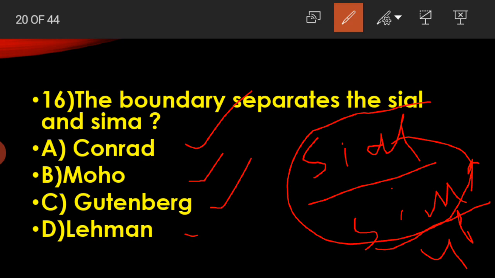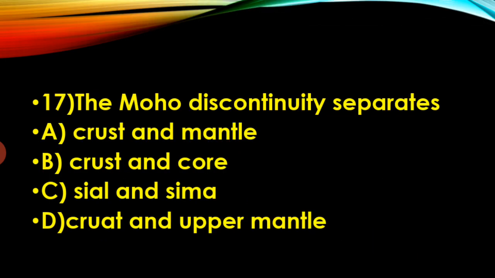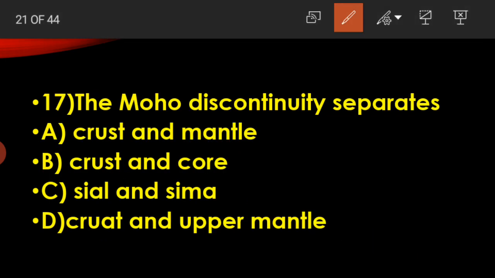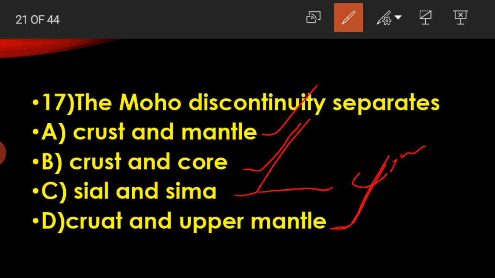Okay, next, the Moho discontinuity separates. Here you already know what crust is. Option A, crust and mantle. Option B, crust and core. Option C, CL and CMA. Not CL and CMA, that is separated by Conrad. We know already that it is crust and upper mantle. Here is the correct answer: crust and upper mantle.